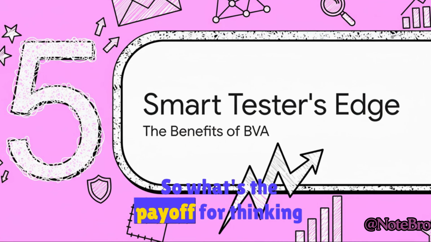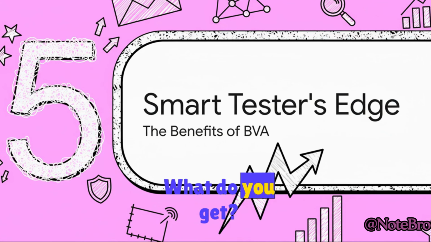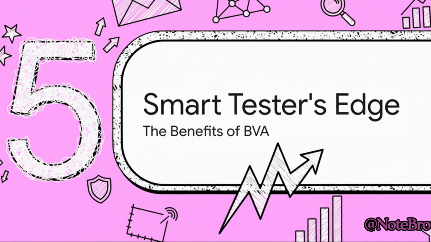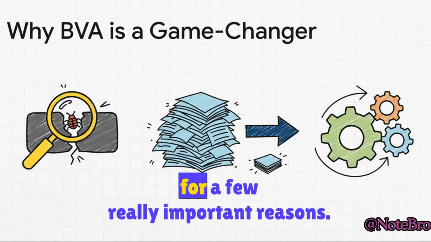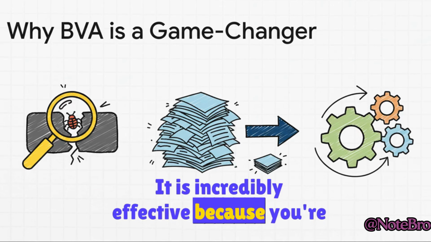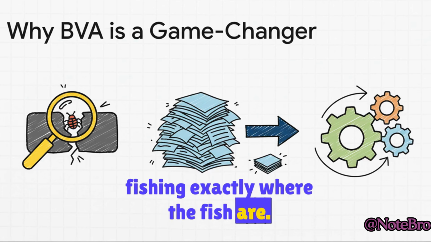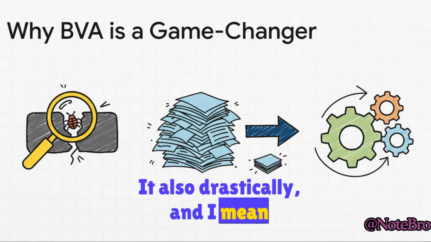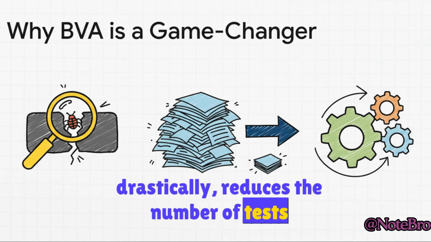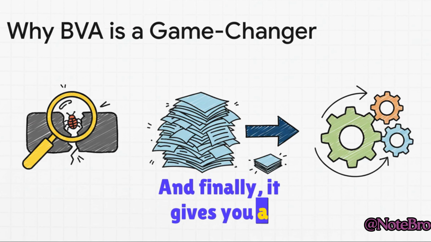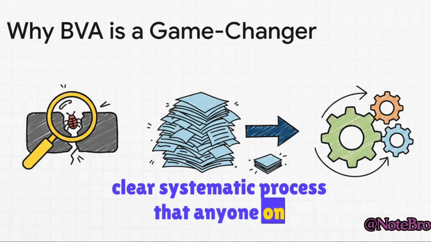So what's the payoff for thinking this way? What do you get? Well, you get what we can call the smart tester's edge. BVA is a total game changer for a few really important reasons. It is incredibly effective because you're fishing exactly where the fish are. You're looking for bugs where they're most likely to be. It also drastically, and I mean drastically, reduces the number of tests you need to run, which saves a ton of time and money. And finally, it gives you a clear, systematic process that anyone on the team can understand and use.